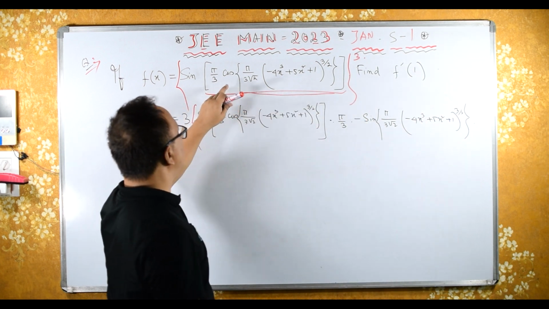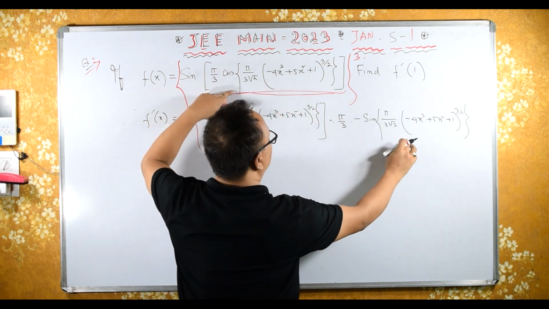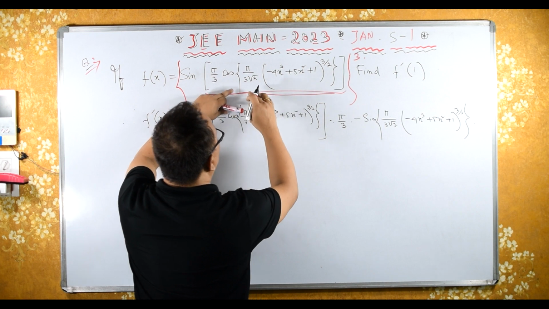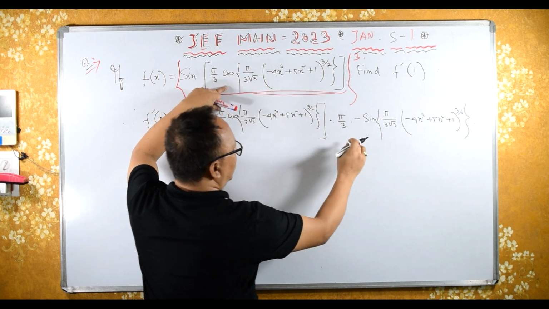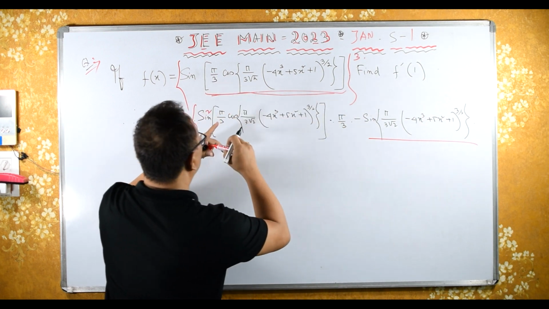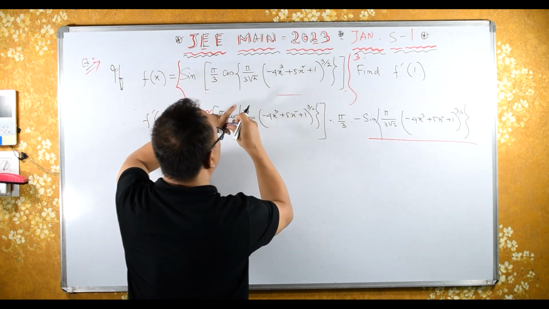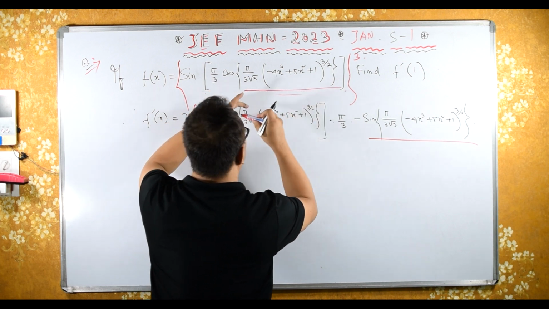Now what we are doing is differentiating cos, therefore cos becomes sine of this. Differentiation of cos is what? Sine. We have this. Now we need to differentiate this with respect to x.